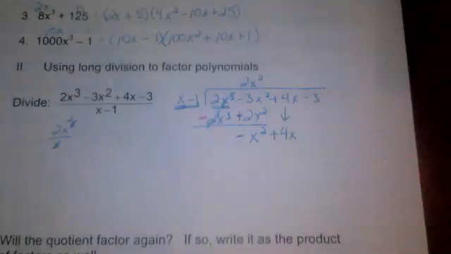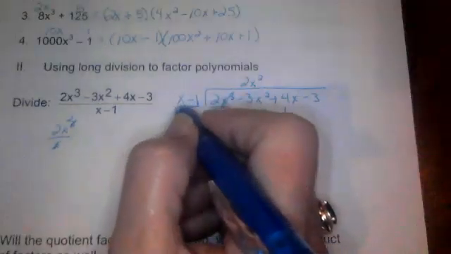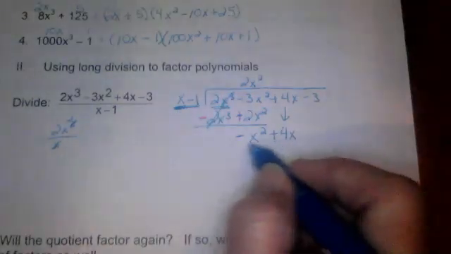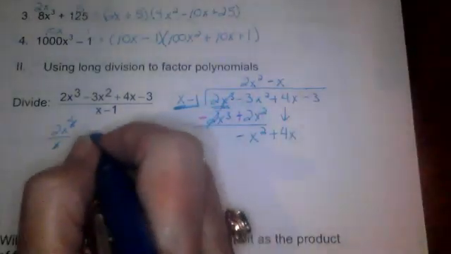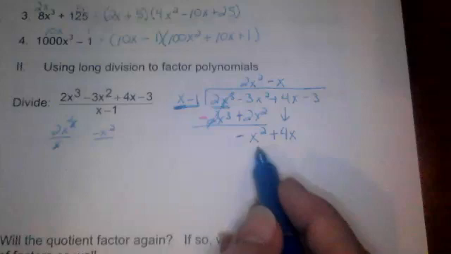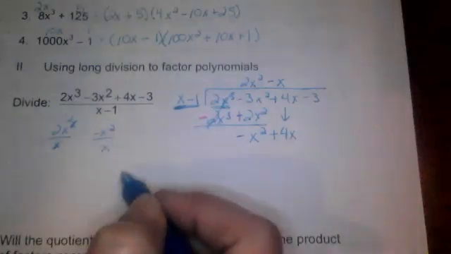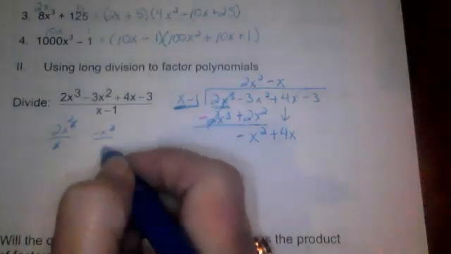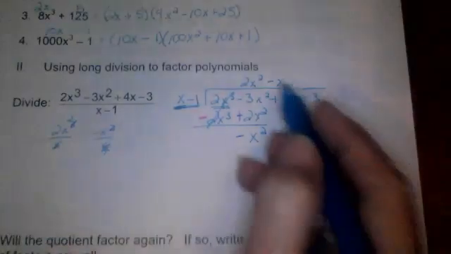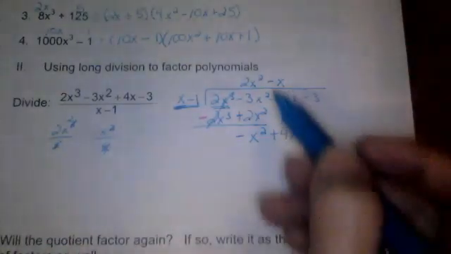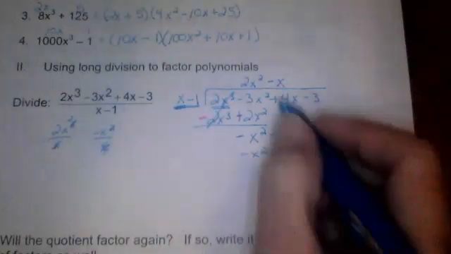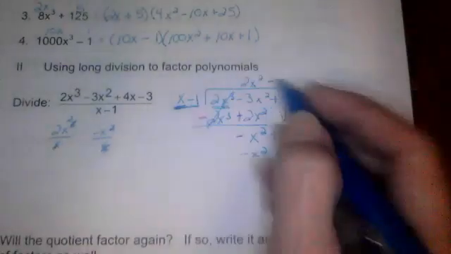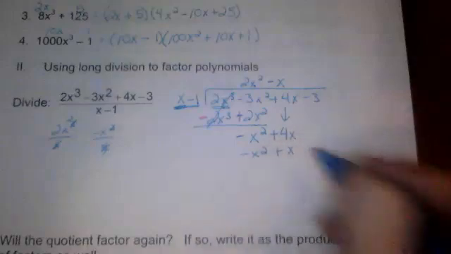All right, so we're going to go again. This time we're trying to figure out how many times will x divide into negative x squared. It'll go negative x times. Again, if you're not sure, just write it out here. Negative x squared divided by x. One of those goes away with that one, and I'll just have negative x. So negative x times x is negative x squared. Negative x times negative 1 is plus 1x.